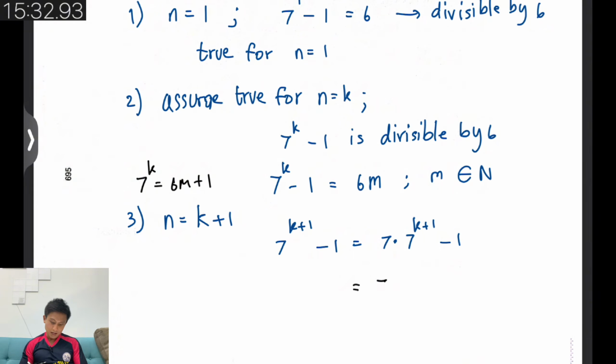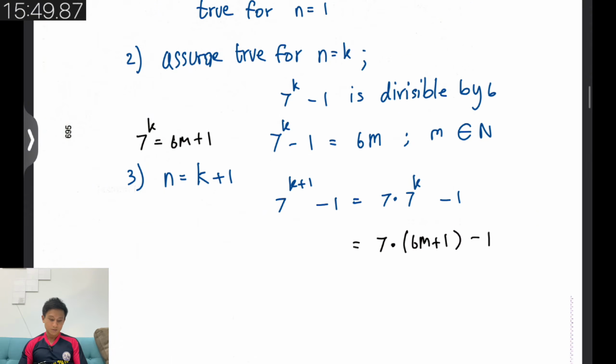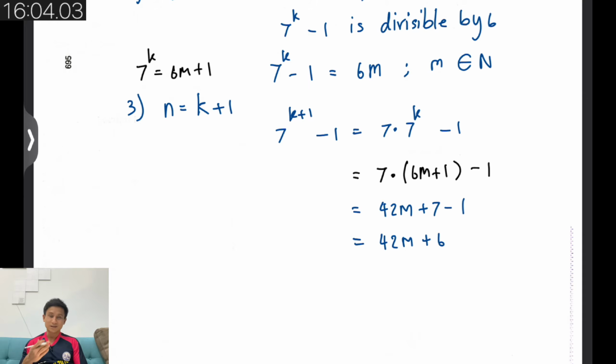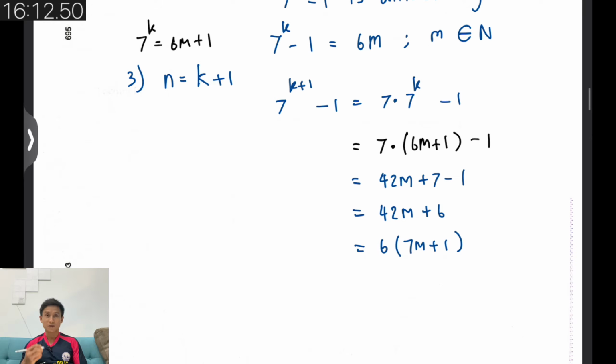So I'm going to substitute that into 7 to the k here. Oh, hang on, I shouldn't have a plus 1 there, because I already put it down. So the 7 to the k is basically 6m plus 1, isn't it? Because we already assumed this to be true, so we can use it. And then this is 42m plus 7 minus 1. If you simplify that, you get 42m plus 6. And again, because this is about divisibility by 6, we pull 6 out, we get 7m plus 1. And this is a multiple of 6, right?